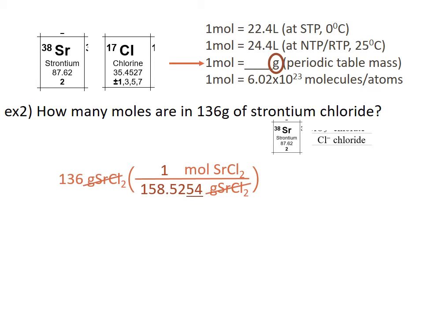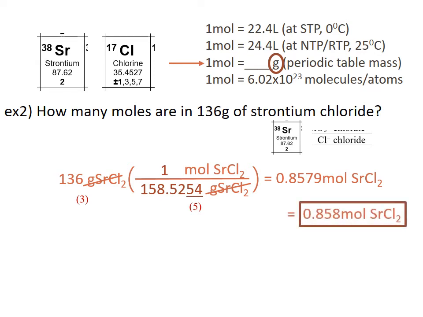Now, grams strontium chloride and grams strontium chloride factor out. I run it through the calculator. That gives me 0.8579 moles SrCl2. Now to correct for significant figures, my given has 3. The brackets have 5. It's all multiplication and division, so my answer is only allowed to have 3 significant figures. So 0.8579 moles becomes 0.858 moles strontium chloride.